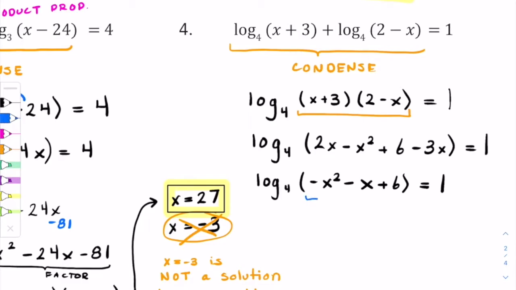At this point, this whole thing is the argument. You cannot separate that anymore. So I'm going to convert to exponential form, which gives me 4 to the power of 1 is equal to negative x squared minus x plus 6.